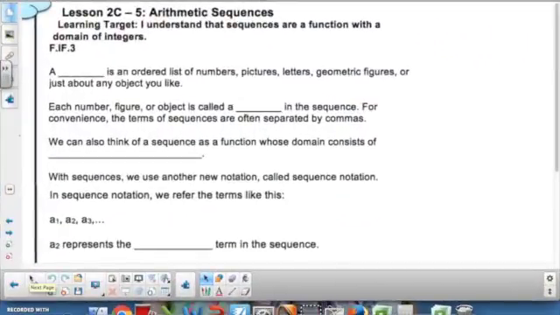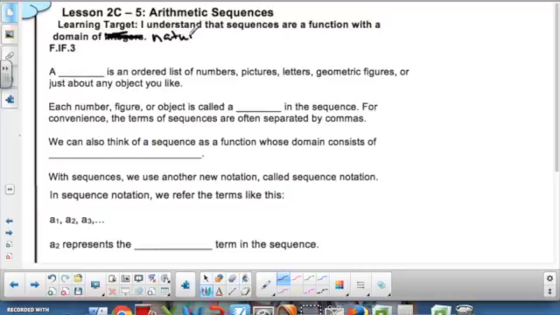So for the last lesson of Unit 2C, we're going to be talking about arithmetic sequences. Our learning target for this is that I understand that sequences are a function with a domain of, we're going to change that from integers to natural numbers. Because the domain in sequences are just your counting numbers, 1, 2, 3, 4, and so on. Integers would include negatives, which sequences do not.